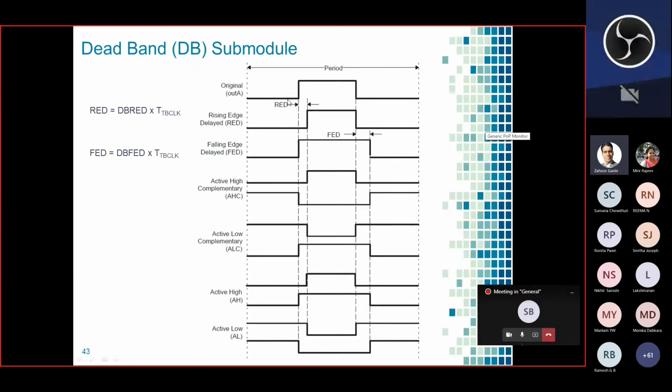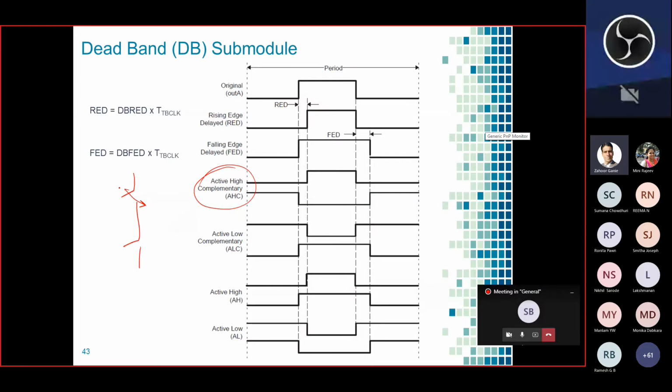See here, in the first case you have only rising edge delay, there is no falling edge delay. In the second case you have only falling edge delay, you don't have any rising edge delay. This was the original signal. So you can have active high complement. That means you have rising edge delay as well as falling edge delay for complementary pulses. You have active low complementary also. So both active low and active high can be had by using these commands. In general for an inverter we use active high complement, because here you have a top switch and a bottom switch. So the top switch is turned on, let us say.